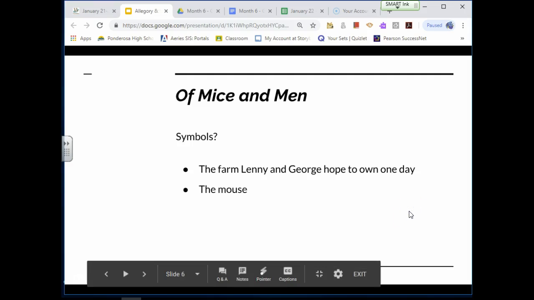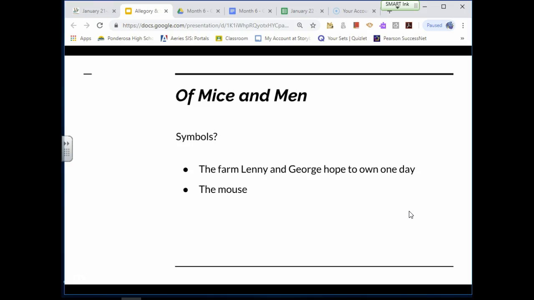Okay, the mouse. What would the mouse have symbolized? Remember, he constantly would kill the mice in his pocket? You guys remember the mouse? Remember in the very beginning, he always wanted to touch things, but he wasn't gentle enough, so he would kill them. He would kill a bunny, he killed a mouse, he killed Curly's wife. What could the mouse have been a symbol for? Okay. So maybe the harshness of the times. Maybe it goes back to the American dream again. Maybe it goes back to Lenny's disability.